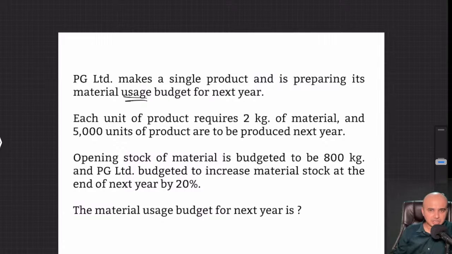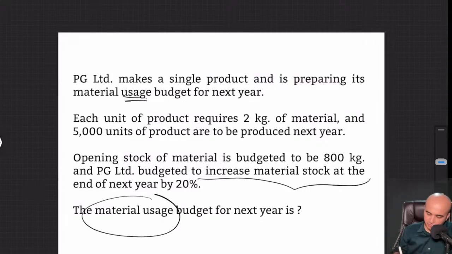Opening stock of material is budgeted to be 800 kg. Fine. And the PG Limited budgeted to increase material stock at the end of the next year by 20%. That means they're talking about the closing stock here. This is the closing stock part. The material usage budget for the next year is, okay, what they're asking us is how much material will we use for the next year.